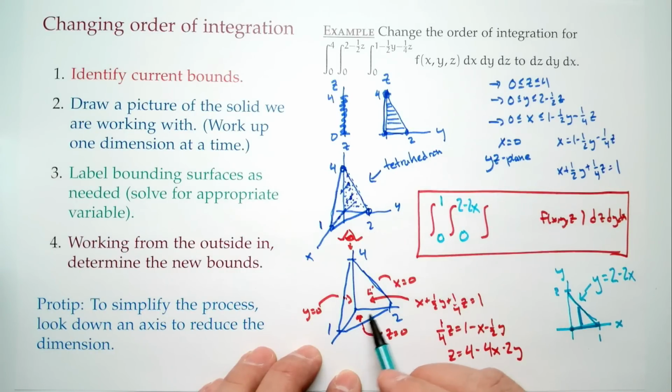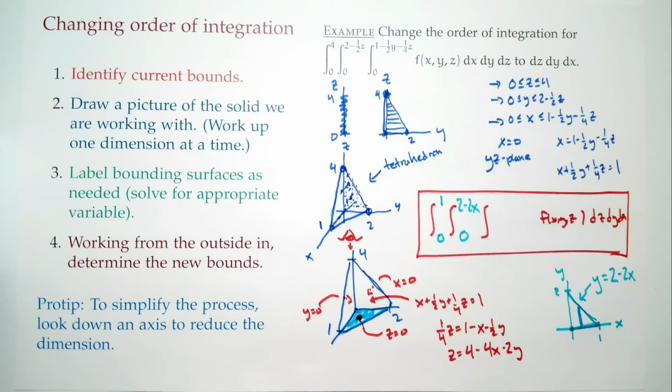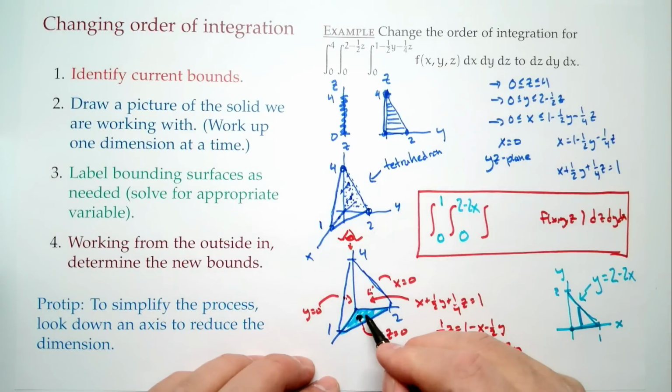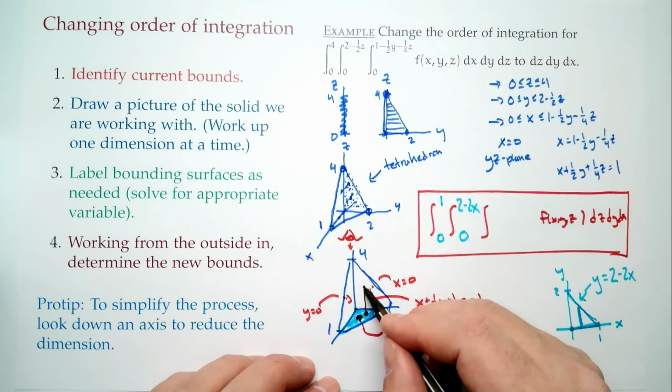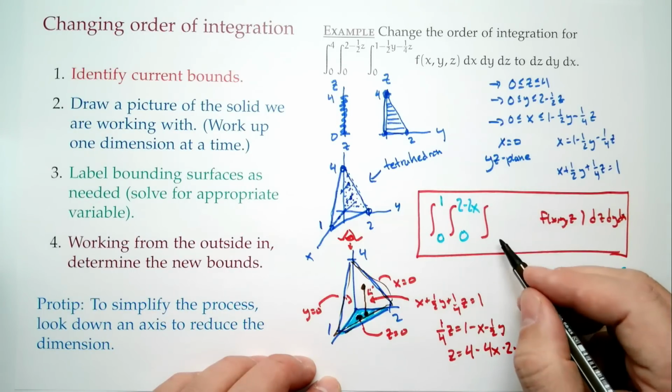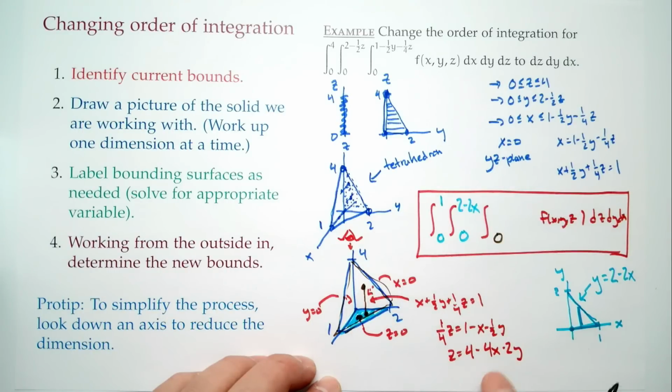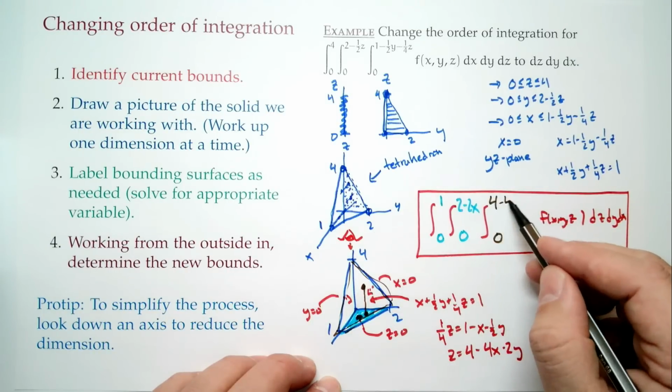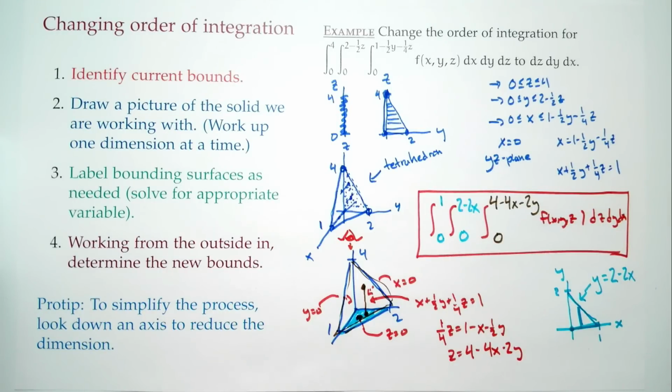For the last one, I come back to the picture and I say, okay, what's happening? Well, the bottom is going to be right there. That's my xy plane. And then I'm going to go up. I start there, and I go up until I hit what? I go until I hit my slanted face. So my bottom bound, that's the xy plane, that's z equals 0. So I'm going from 0 to my top, which is my surface, 4 minus 4x minus 2y. All right. And that's it. That's the problem. We're done.